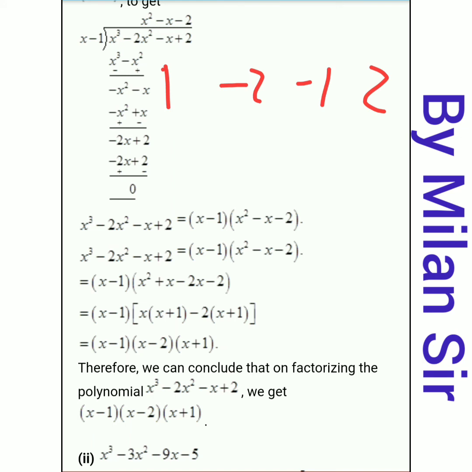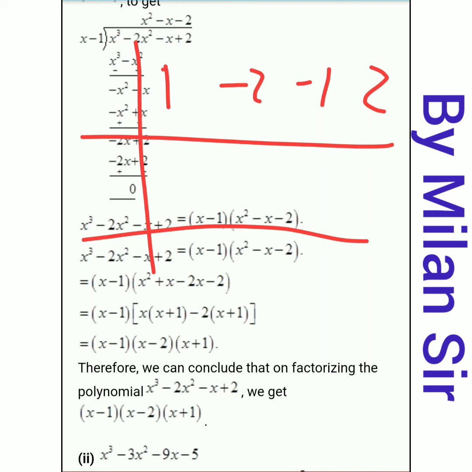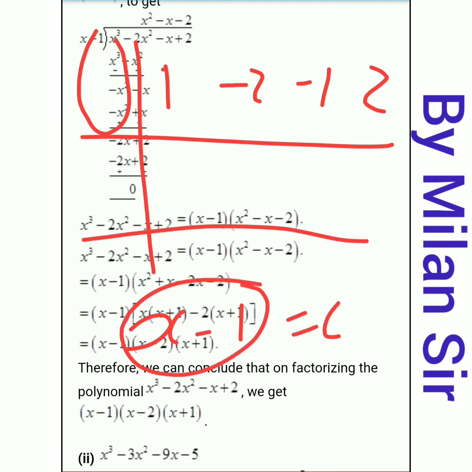Now just make one table. Here we need to write the value of x. That means we say that x minus 1 is our one factor, right? We already got it. So find out the value of x. That means take it equal to 0. Transfer minus 1 to the right hand side. It is plus 1. So here you need to write plus 1.